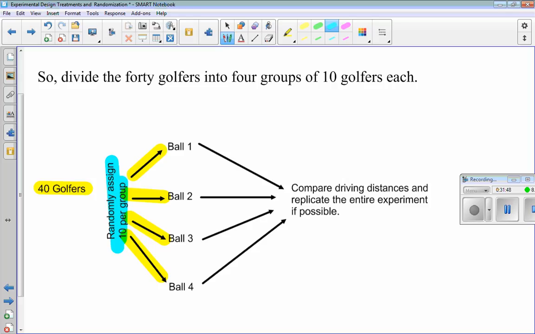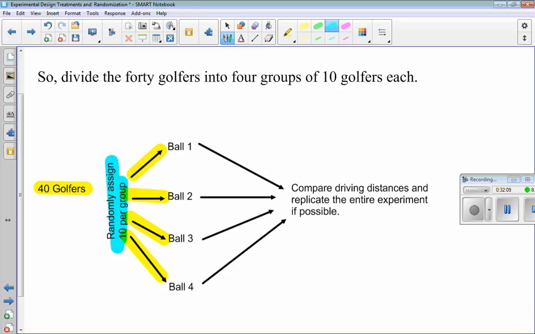Well, the treatment is still the balls. How would I know which ball is what? I could color them. But the way that I have designed it here is that I have randomly picked a golfer for each ball. I'm not saying it's the best design, but that's what I've done here, and that's what this picture is saying. Your picture will be totally different.